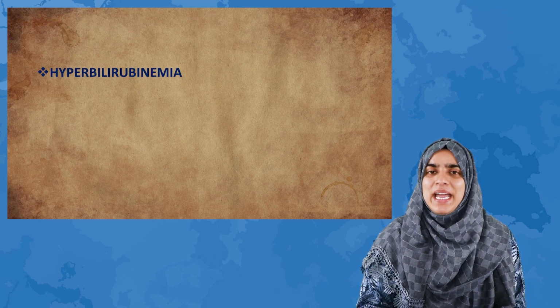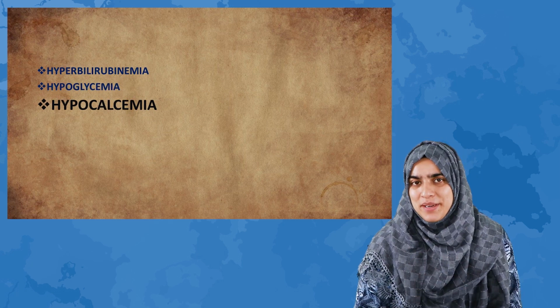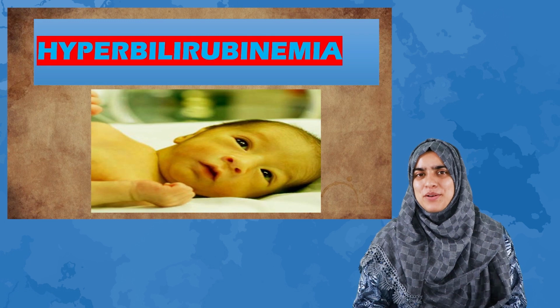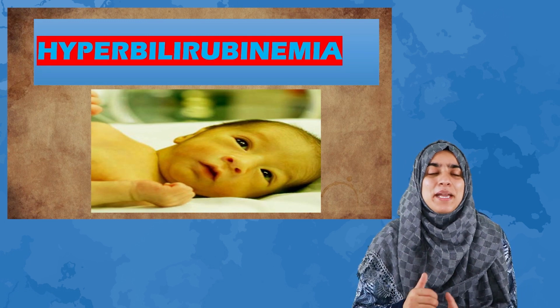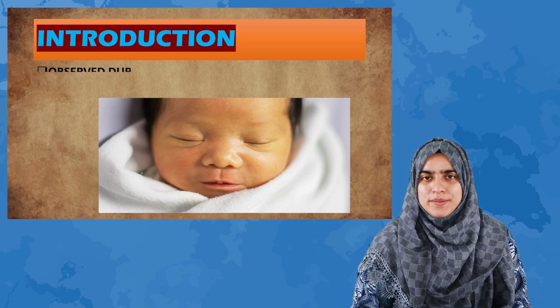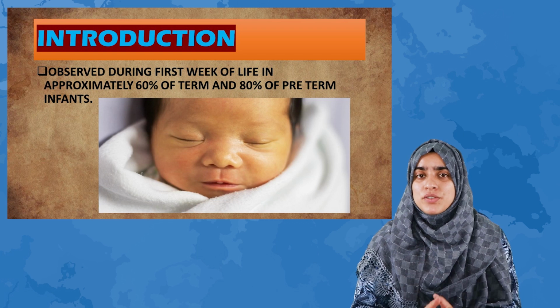First comes hyperbilirubinemia, hypoglycemia, hypocalcemia. Then comes hypothermia. Let's now talk about the first one, hyperbilirubinemia. Let me introduce you to this condition. Hyperbilirubinemia, or you can call it icterus neonatorum.